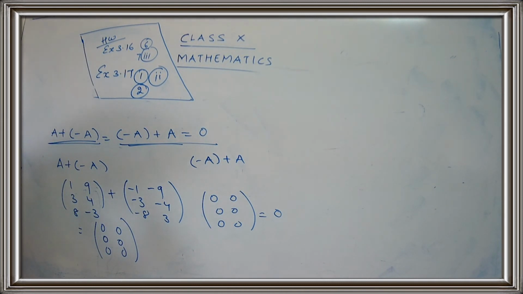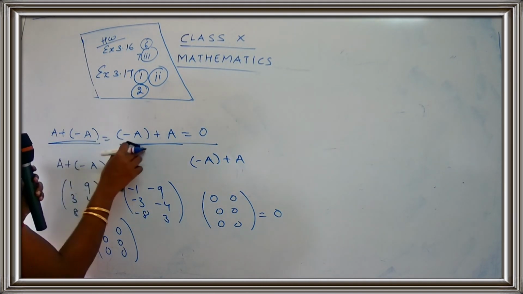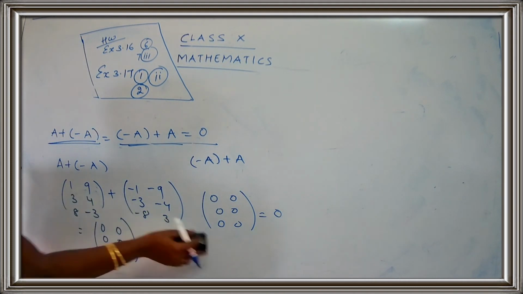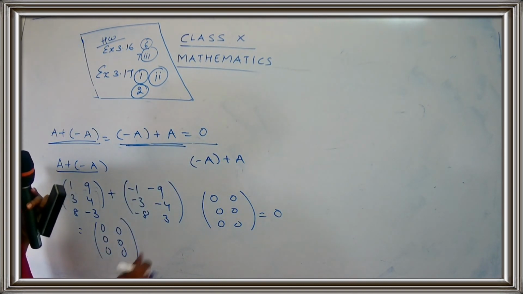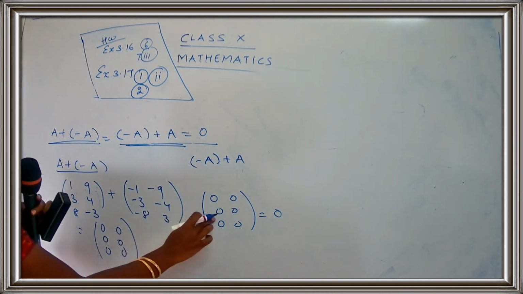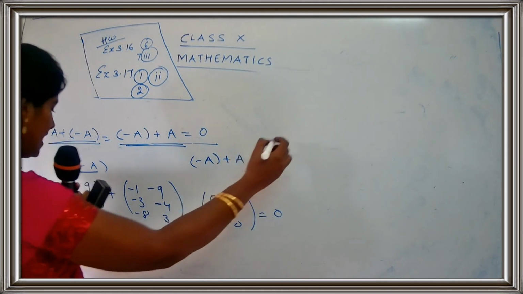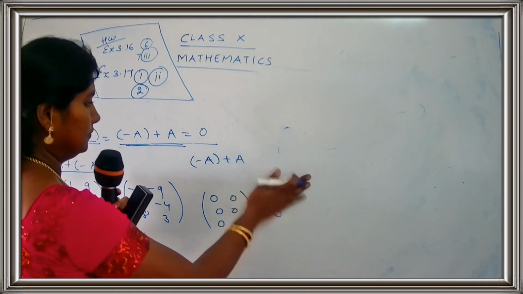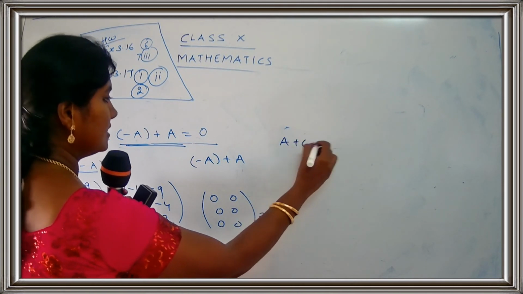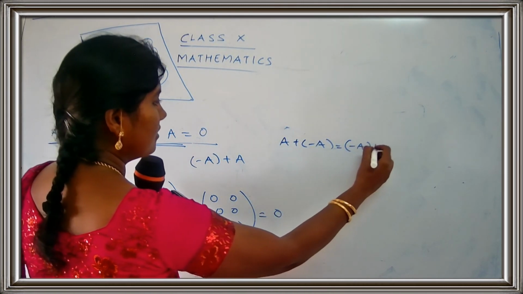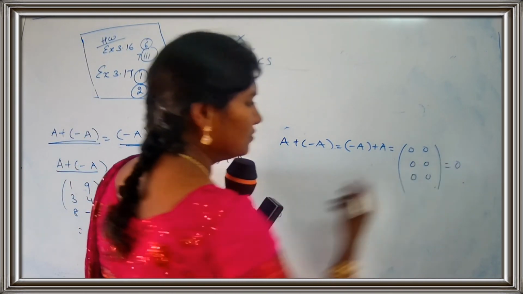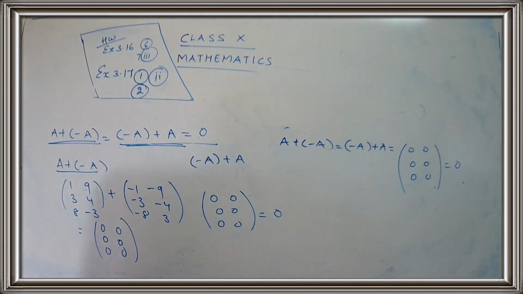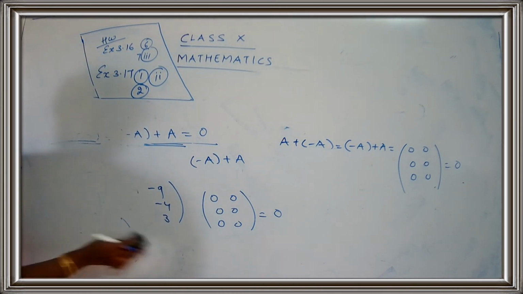Okay, clear? So try out the answer. Or you can directly say this is equal to 0, this is equal to 0. Enough. No need to worry. So the first step is to find A plus minus A. The second step is to find minus A plus A. And you say they both are equal to 0, which is equal to 0. So the final statement you can say like this: A + (-A) = (-A) + A = 0, 0, 0, 0, 0, 0, which is equal to 0. Clear? Okay. So this was your second subpart.